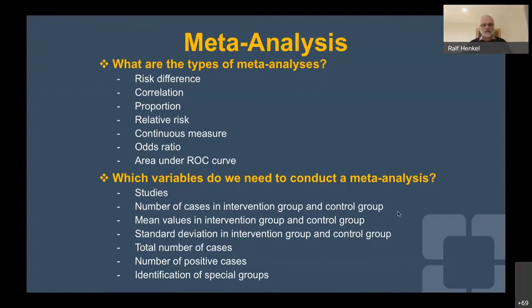But I think it was Florence who said it before already. We cannot include medians. It must be the standard deviation and the mean values. And from all this, we need these data from the control groups as well as from the intervention groups. We will also need the total number of cases, the number of positive outcomes, and the identification of special groups that we want to analyze. Next slide, please.